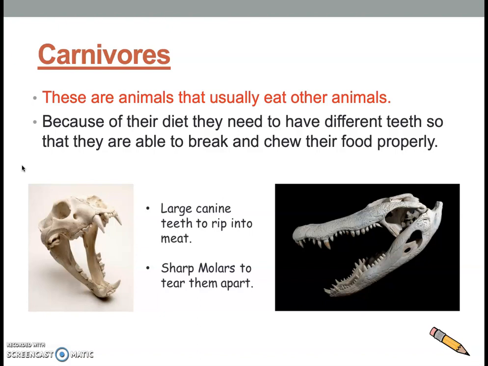properly. They have, therefore, large canines, teeth to rip into meat, and they also have sharp molars to be able to tear that apart. What I would like you to write down on your notes is the following. It's the sentence in red at the top, so you need to write down these are animals that usually eat other animals, and then I would also like you to write down where my cursor is right now, and that is that they have large canine teeth to rip into meat, and also that they have sharp molars to tear them apart. Those are the 2 bullet points you need to write down, and the sentence in red at the top of your screen. You can pause the video now to make sure that you have some time to write those down.